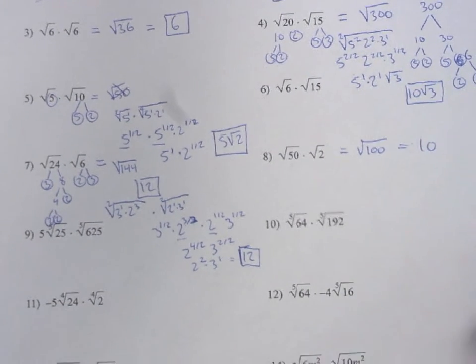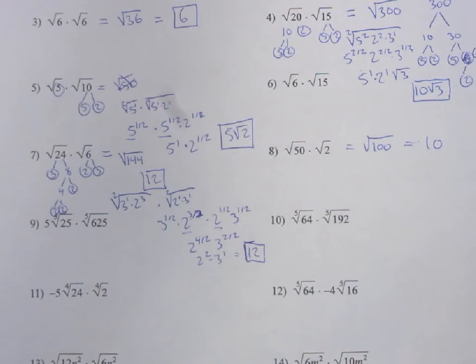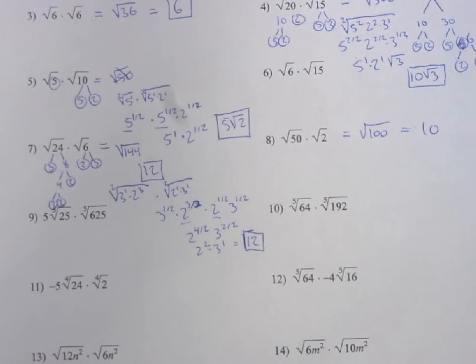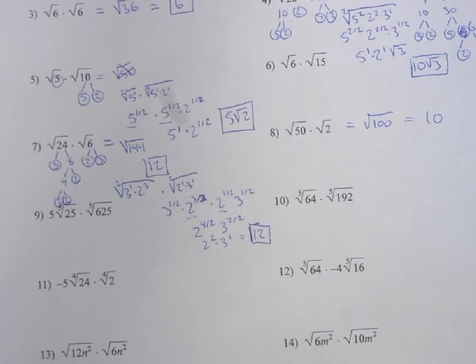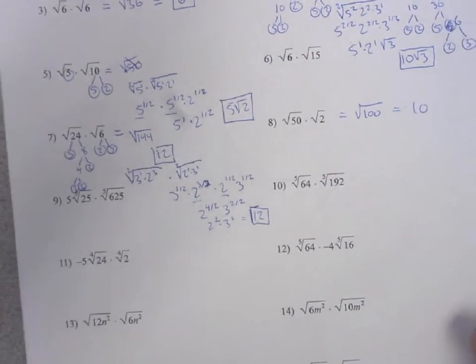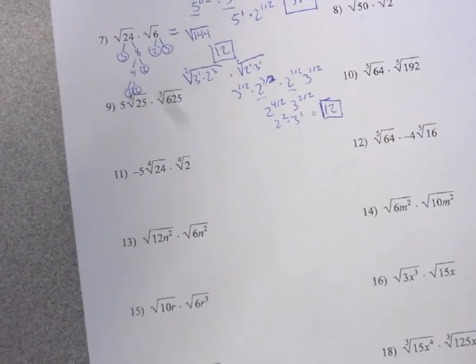That's pretty much what you're going to be doing on this assignment. It's almost like simplifying radical expressions again. It's just that we have multiplication happening here, and the process is very, very similar. Let's look at another one that I think is incorrect on the answer key. So I just want to make sure that everybody has this one.